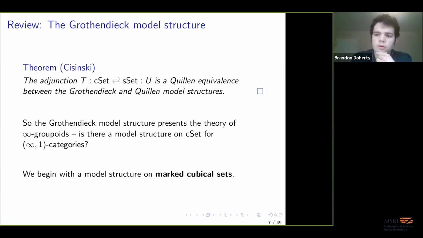But before we construct our model structure on cubical sets, we're actually going to begin with a model structure on marked cubical sets, which will be analogous to the familiar marked model structure on marked simplicial sets. And things will work the same way there. So we'll end up with two cubical models of infinity one categories, one having to do with marked cubical sets and another just for cubical sets.